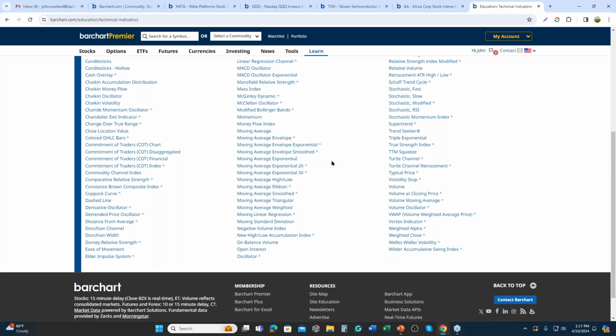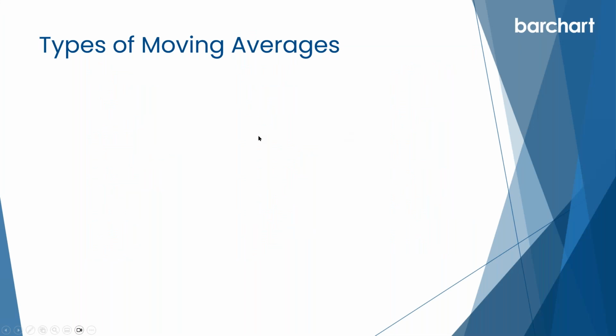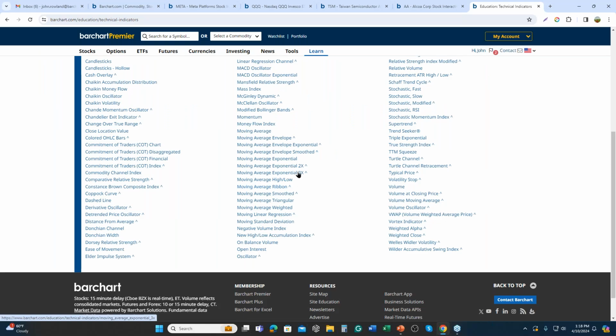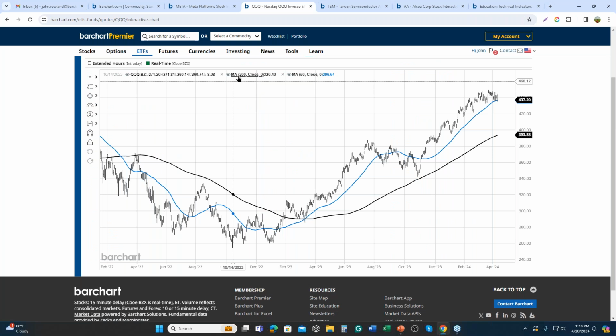So the first one is our simple moving average. A simple moving average just adds a data set, price over a certain period of time, and divides the total by the number of observations or the number of periods in that data set. Now, these simple moving averages are the most commonly used and are sometimes referred to as arithmetic moving averages. Now, barchart designates a simple moving average as MA, and we'll look at the other two in a moment.